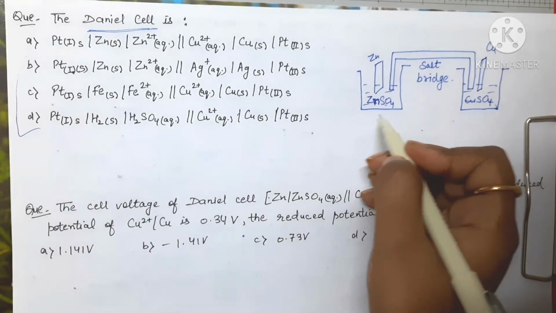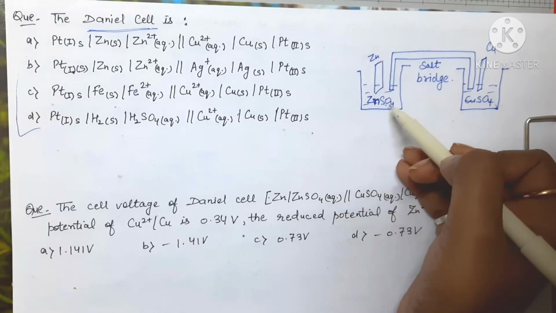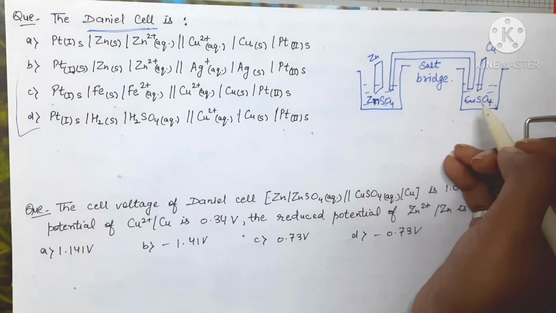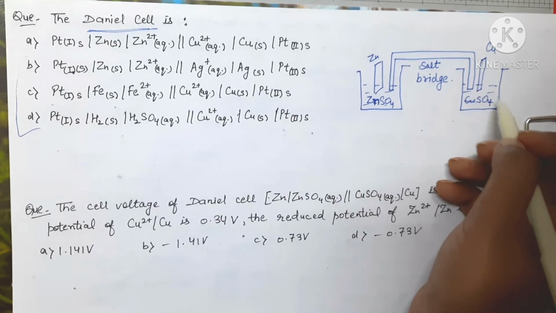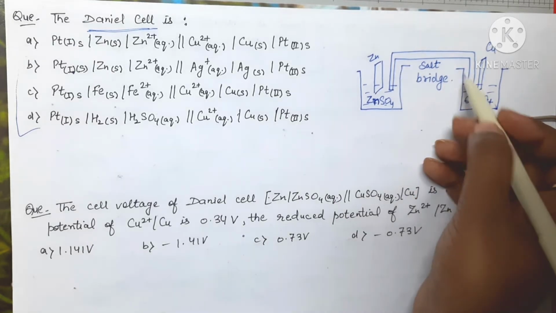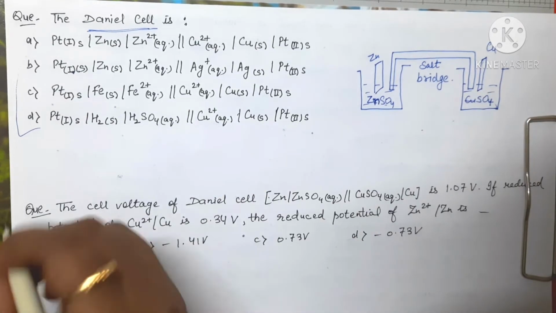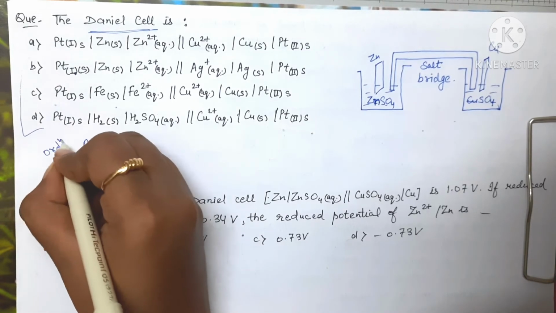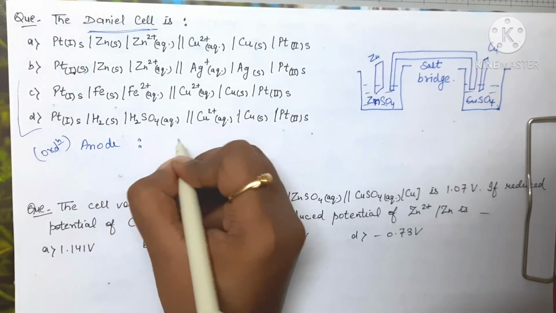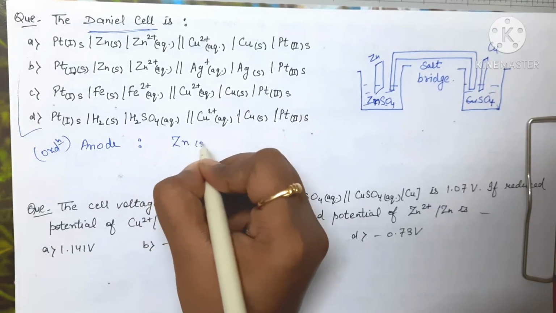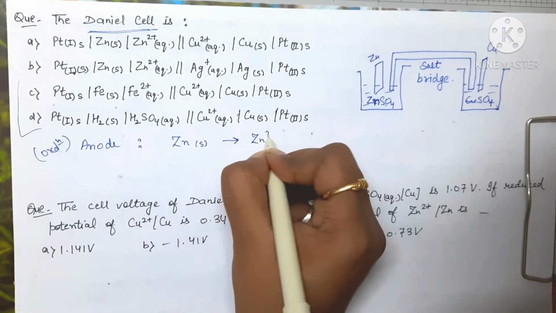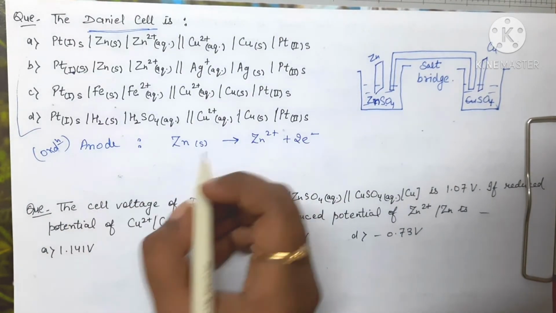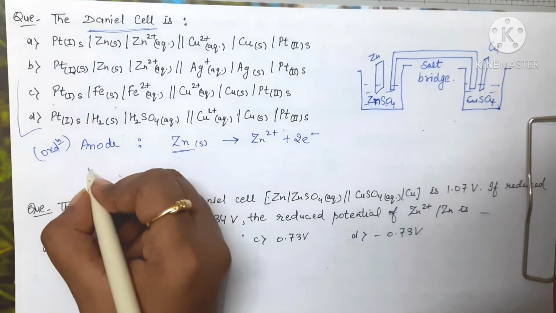In Daniell cell, left half of cell contains zinc metal in zinc sulfate solution, and the right half contains copper metal electrode in a solution of copper sulfate. Half cells are joined via salt bridge. So if we talk about the reaction at anode, then definitely at anode oxidation is going to take place. So here what happens? Zinc solid changes to Zn2+, giving out 2 electrons. So definitely here oxidation of zinc is taking place.